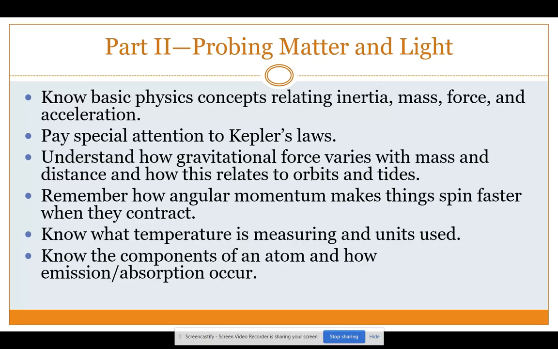Make sure you understand the differences. Kelvin, absolute 0, 0. What does temperature mean?